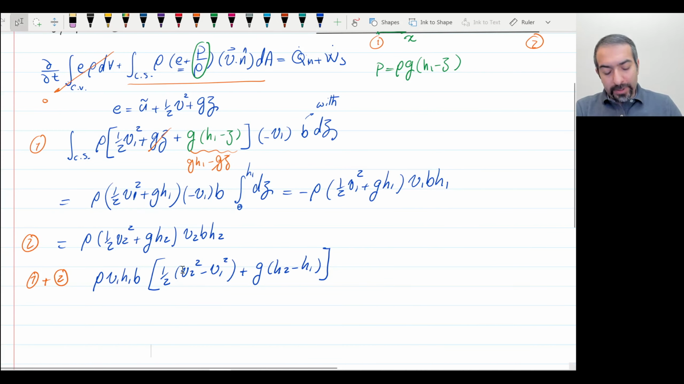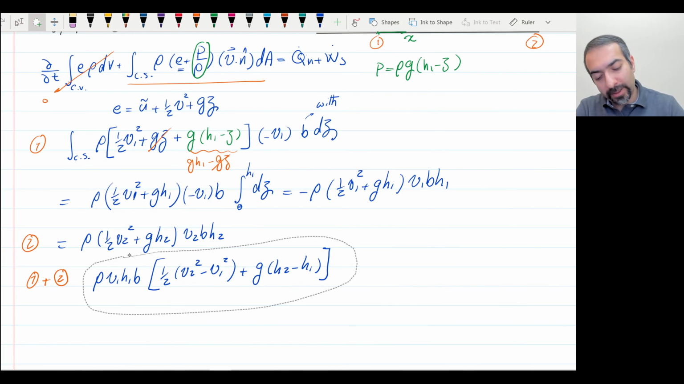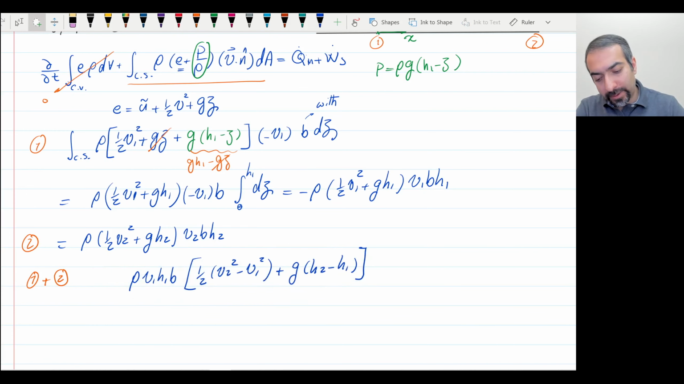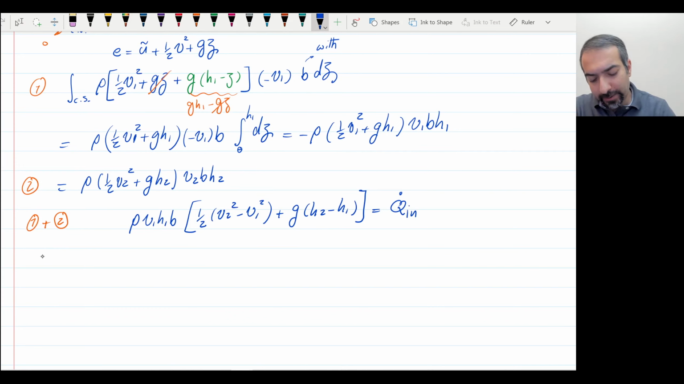So now what I can do, and again from conservation of mass, this is our left hand side. All right, so I can just put this here. Let's just move this a little bit to the right. So this is the left hand side, and actually I can just write down everything. We don't have a W dot shaft, so this is equal to the Q dot in. Now with the conservation of mass, there's a relationship between v1 and v2. Write it down. So conservation of mass, we have v1 h1 is equal to v2 h2.